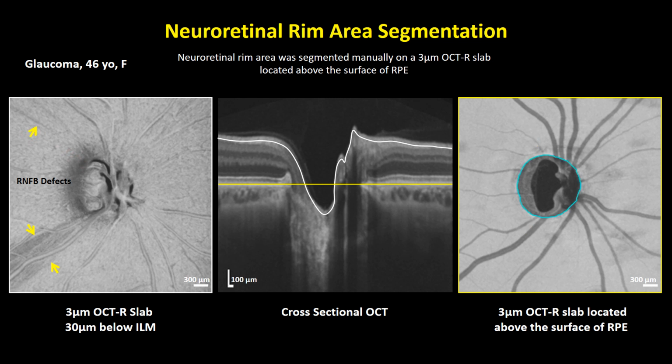In order to measure the neuroretinal rim area, we manually segmented the optic disc margin, which is indicated in cyan color on the right panel. We then manually segmented the neuroretinal rim inner margin, which is indicated in red. So the neuroretinal rim area was measured as the area between the red and the cyan margins, which is shaded in orange color on the right panel here.